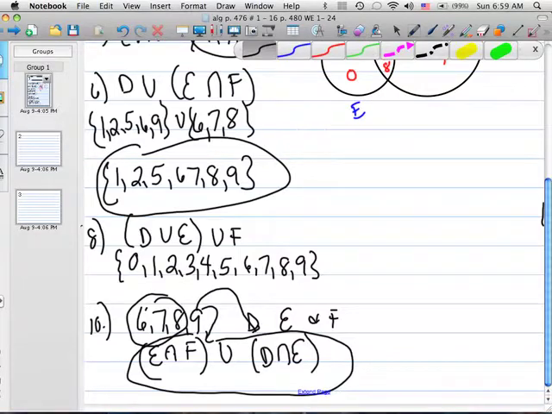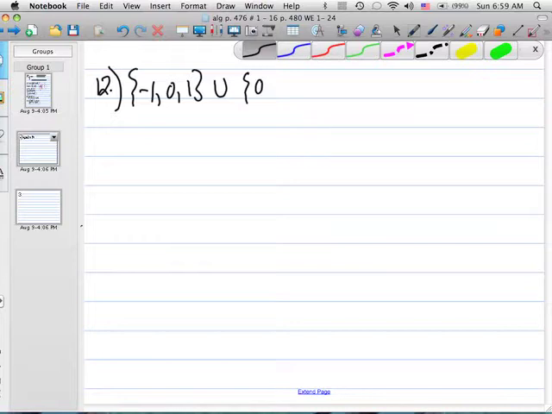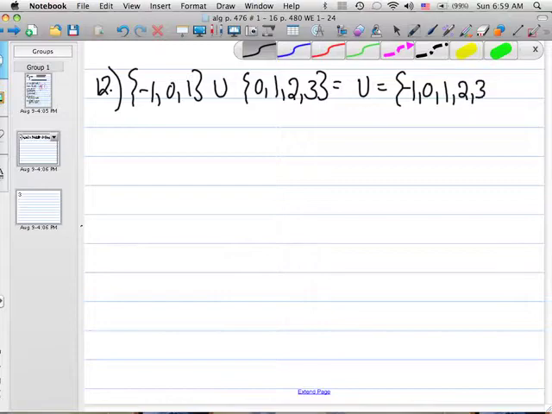And problem number 12, it says specify the union and intersection of the given sets. So number 12, I have -1, 0, 1. And I want the union and then the intersection. The union of those two sets would be to put them together. So the union equals -1, 0, 1, 2, 3.